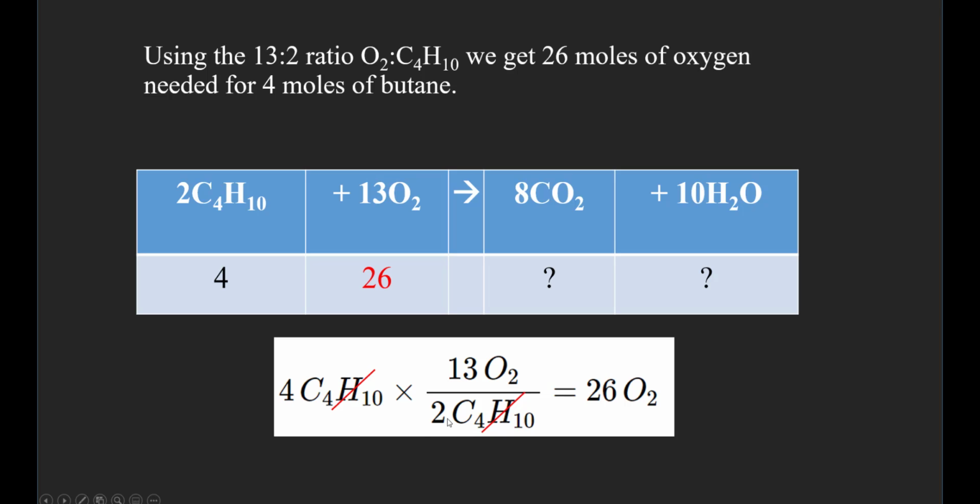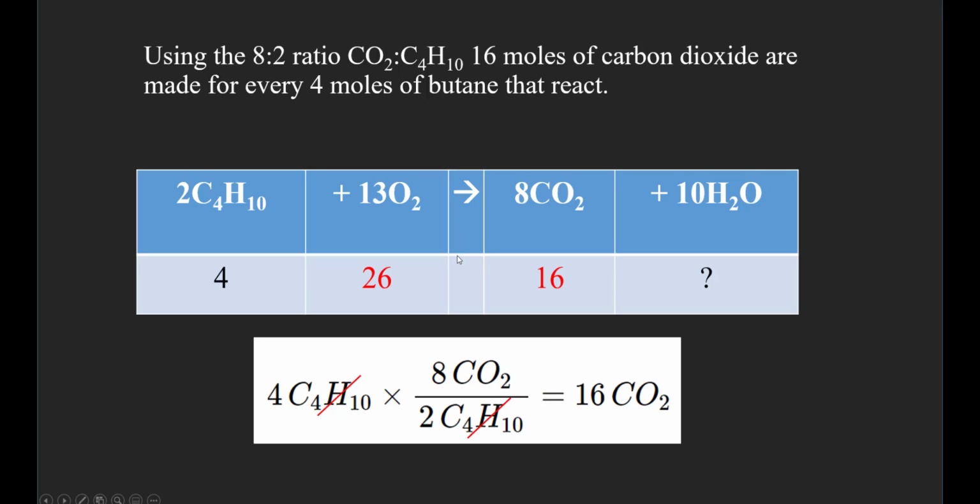And just do the math. 4 divided by 2 is 2 times 13 is 26 oxygens will be needed. All right, let's look at the carbon dioxide. What's the ratio this time? 8 carbon dioxides are made for every 2 butanes. So the ratio is 8 for every 2. That's what I get from the balanced chemical equation.